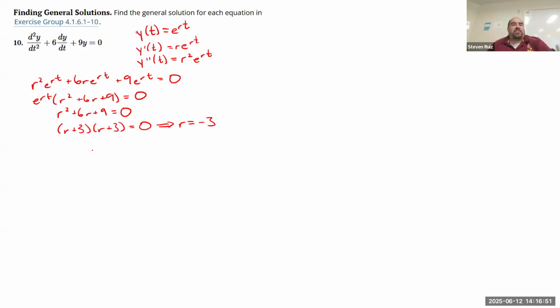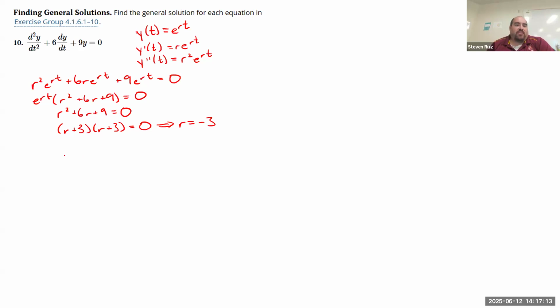So I have a second order equation, so there are going to be two solutions to it, and I want those two solutions to be distinct. And by distinct, I mean that I don't want them to be multiples of each other. I don't want them to be constant multiples of each other. So how do I avoid that?